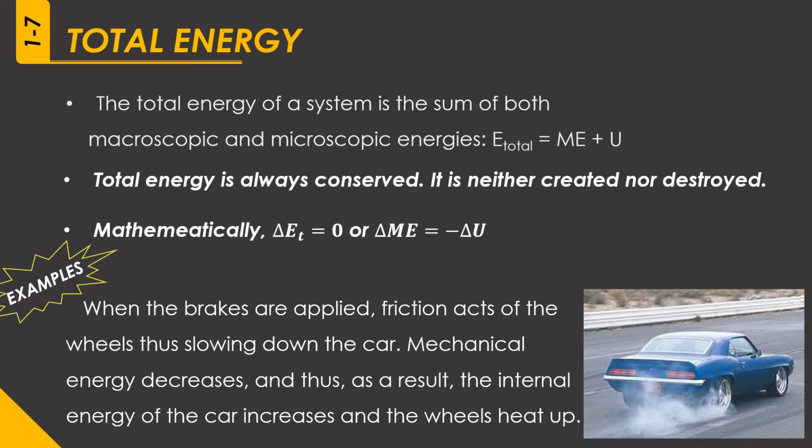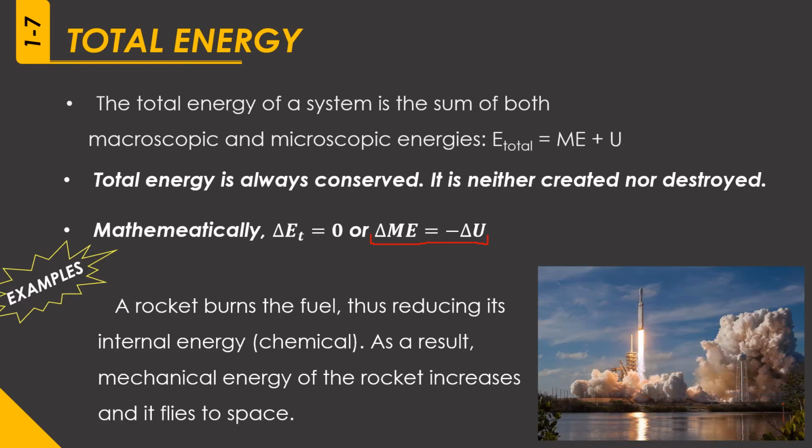That, by the way, explains this equation: delta ME equals minus delta U. The variation of mechanical energy is opposite to the variation of internal energy. If the first one decreases, the second one should increase and vice versa. Another example is when a rocket is launched. When a rocket is launched, internal energy, which is chemical over here, is lost, so it decreases. As a result, mechanical energy increases and the rocket launches and moves up. So these are simple examples of the exchange of mechanical energy and internal energy.